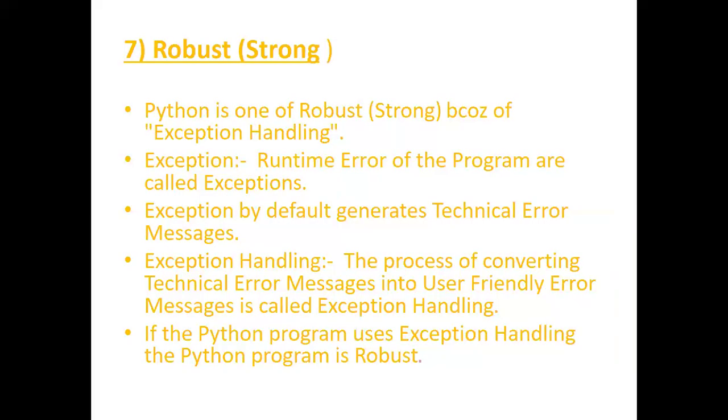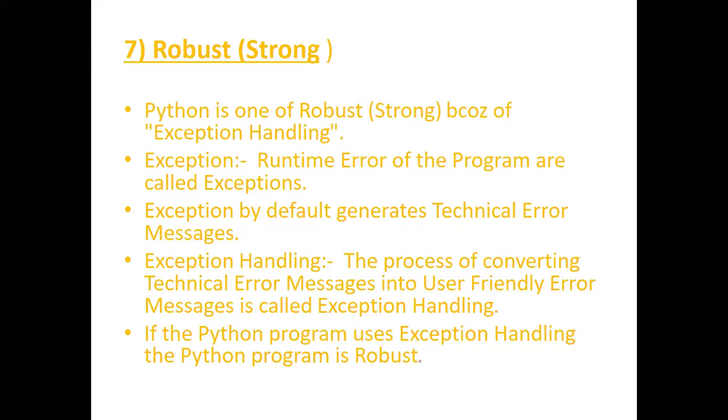Let's go ahead. Now, robust. What is robust? Why is Python known to be a robust programming language? Robust means strong. Python is one of the robust programming languages because of its exception handling. Now, what are exceptions? Whenever we run the program and get an error while running it, those errors are known as exceptions.